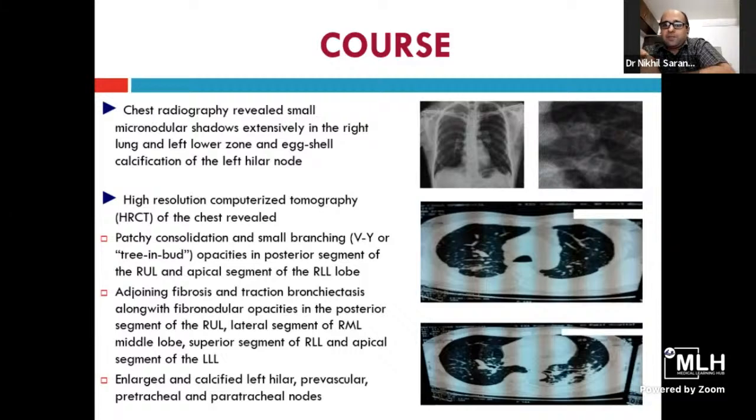We did a CT also, just to get a better look at what is happening inside the lungs. So you see patchy consolidation, small branching or tree-in-bud opacities in the posterior segment of the right upper lobe and apical segment of the right lower lobe, adjoining fibrosis, bronchiectasis, again with some fibronodular opacities in the right upper and right middle lobe, right lower lobe and apical segment of the left lower lobe. Enlarged and calcified left hilar, prevascular, paratracheal and pretracheal nodes. Next.